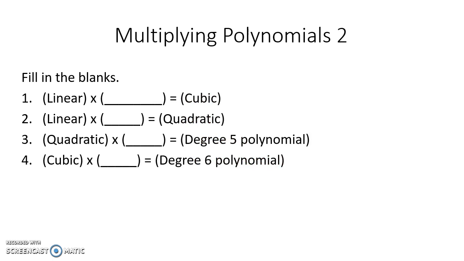So let's do it in reverse. Linear times what gives us cubic? Well, that should be quadratic, since a linear times a quadratic, when we add the degrees together, should be 3. A linear times what gives us quadratic? That's linear. A quadratic times what gives us a degree 5 polynomial? That should be a cubic. And a cubic times what gives us a degree 6 polynomial? That should also be cubic.